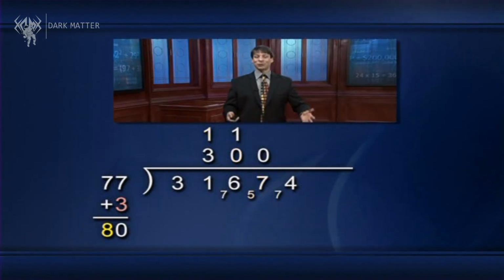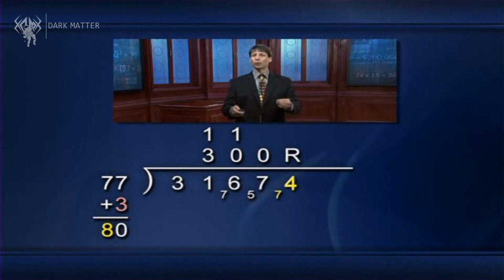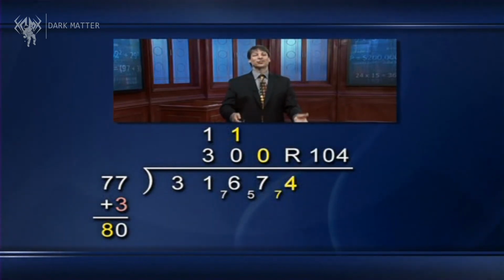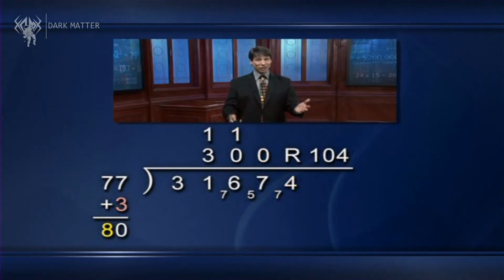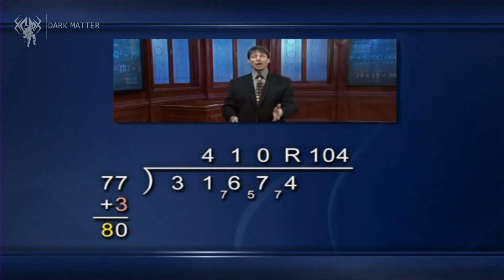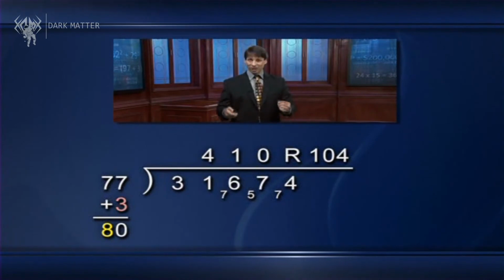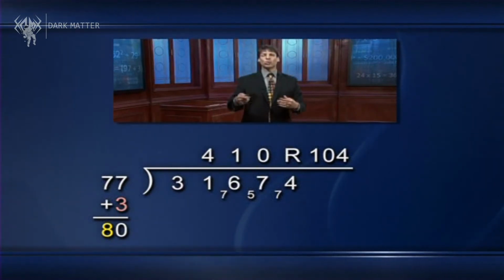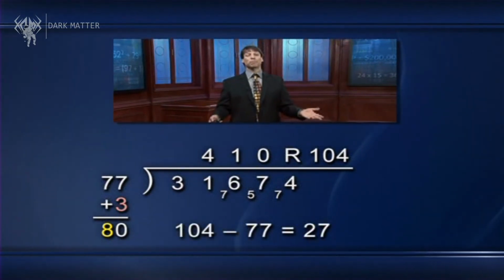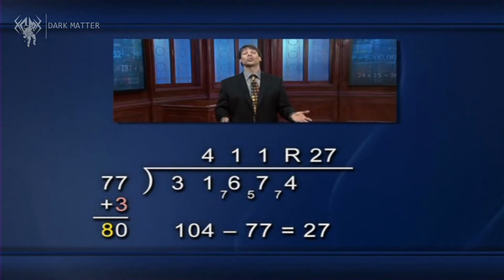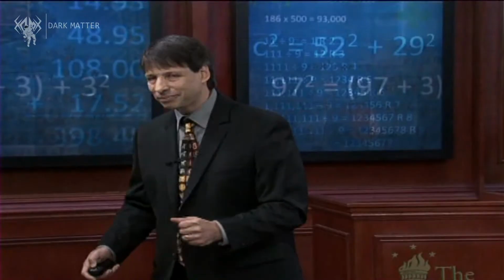Finally, we're at the remainder step. The remainder is 74 plus triple 10, 104. So there's the answer. You can read it off, 410 with a remainder of 104. But since we can squeeze in an extra 77, that becomes 411 with a remainder of 27.